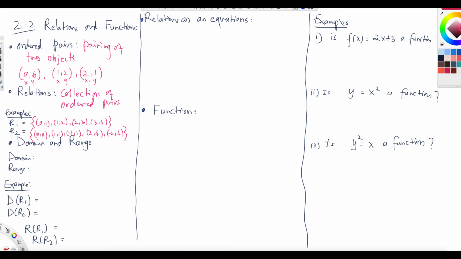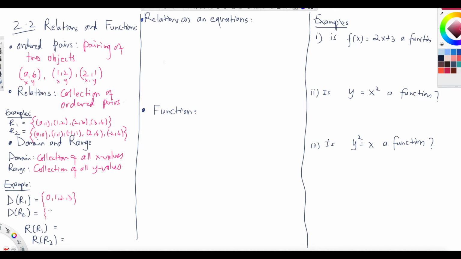So what are the domain and range of a relation? The domain is the collection of all X values. All X values is called the domain, and the range is the collection of all Y values. Okay, so let us see this example. In the relation R1, what is the domain? This is how we write the domain. You write curly braces and write the X values only, okay? 0, comma, 1, comma, 2, comma, 3. This is the domain of the relation R1.